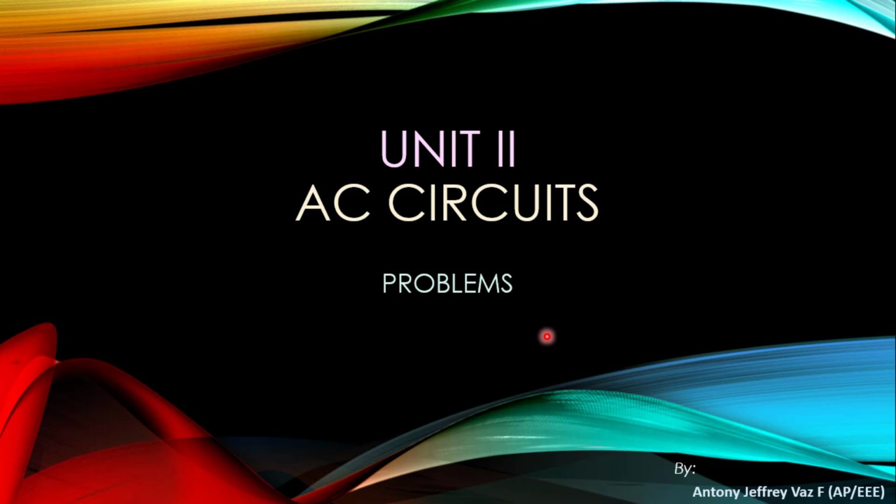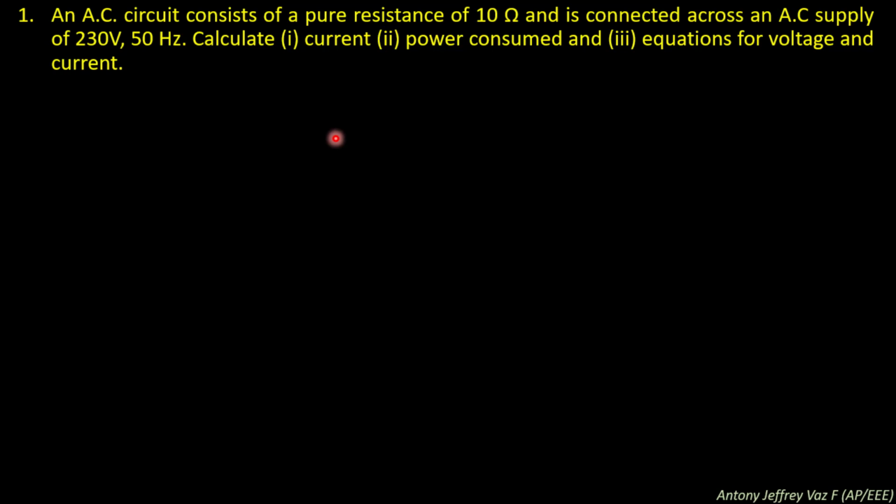Welcome back to today's class. Today we will be seeing about AC circuit problems. An AC circuit consists of pure resistance of 10 ohm and is connected across an AC supply of 230 volt, 50 Hz. Calculate the current, power consumed and equation for voltage and current. So this is the first problem.